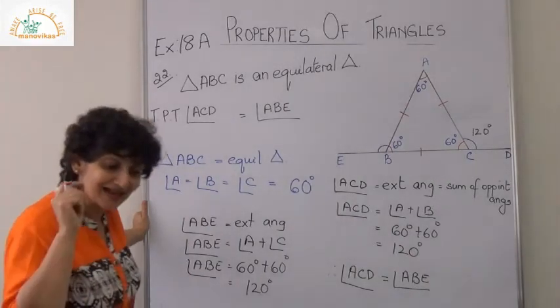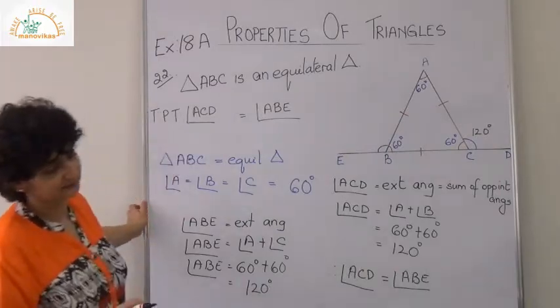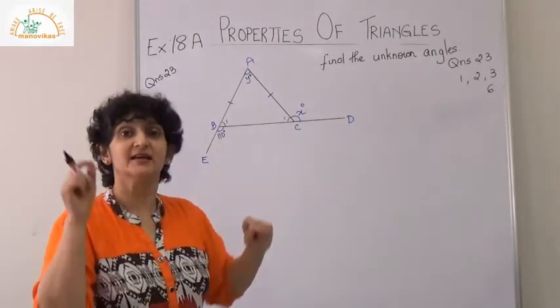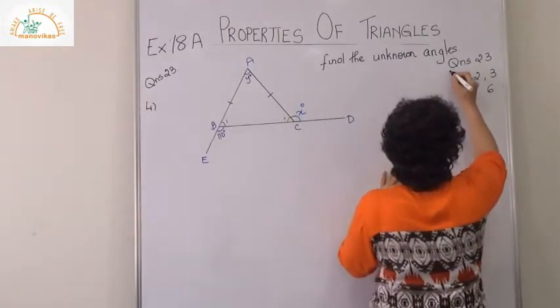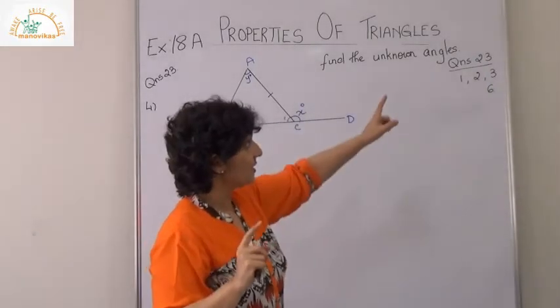Let's move on to the last question of this exercise, question 23. So children, now let's move on to question 23. Find the unknown angles in question 23. Children, I will work out the fourth and the fifth sum.